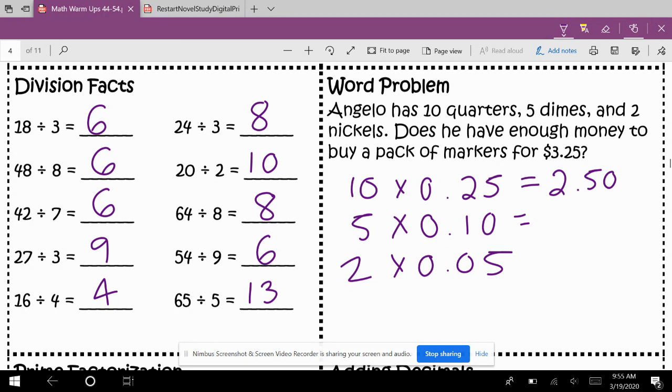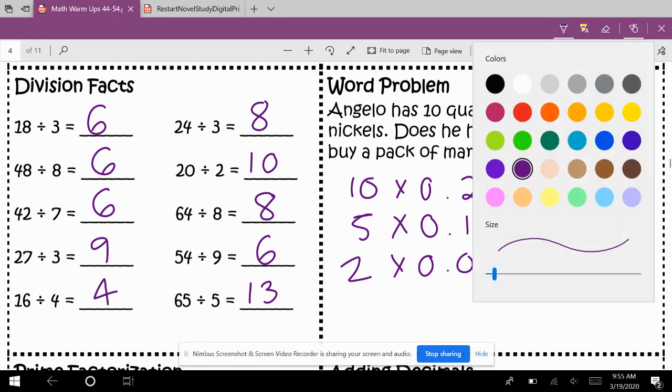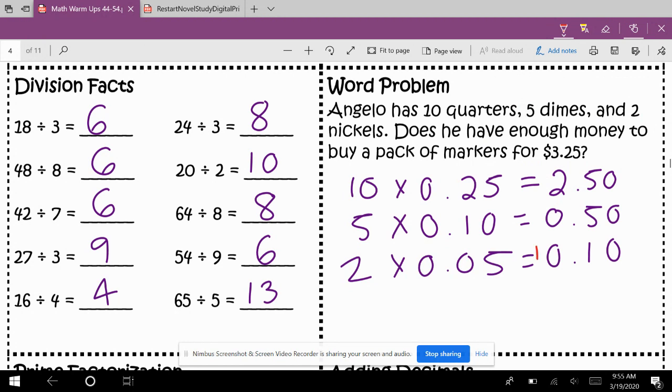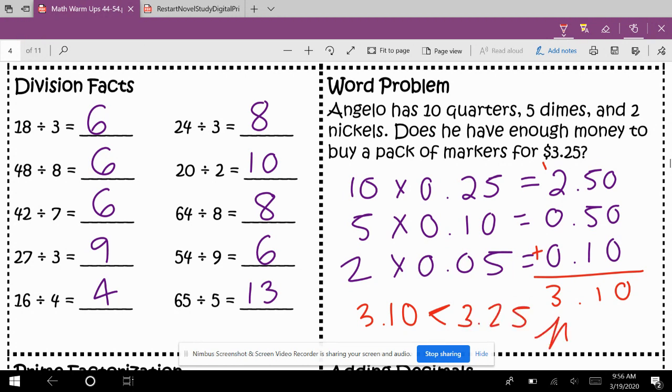Right? If we have 5 dimes, that's 50 cents. 2 nickels is 10 cents. So then we would go ahead and add those up. 5 plus 5 is 10, plus 1 is 11, carry the 1. 1 plus 2 is 3. So does he have enough money? He does not, because $3.10 is less than $3.25, so no.